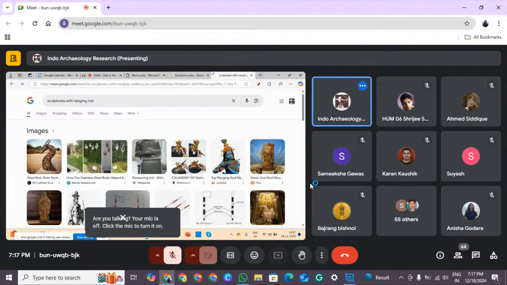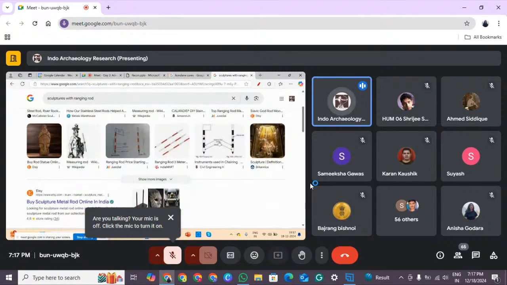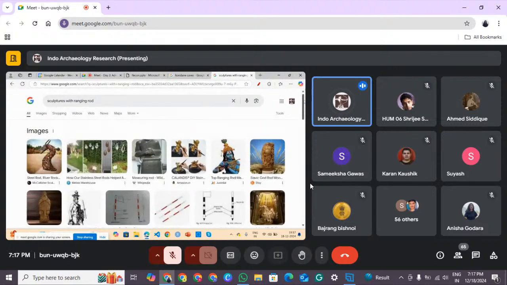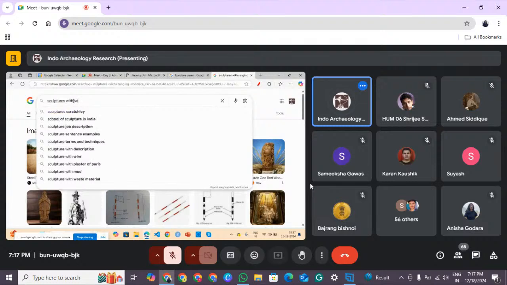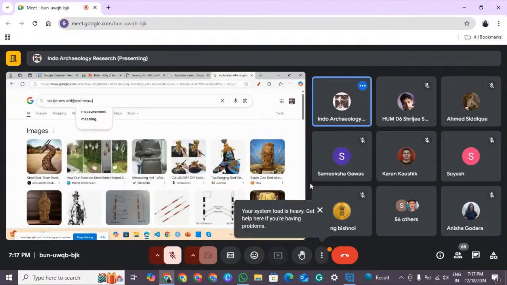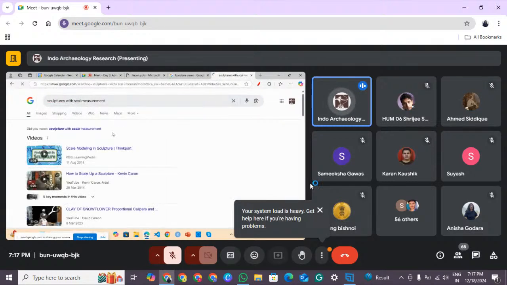Okay, so they also come in the black and white type. These are the long ranging rods, the 1 meter ranging rod. Or you also have the scalar measurement. These are the short ones.